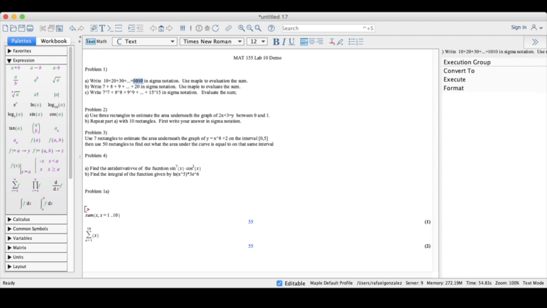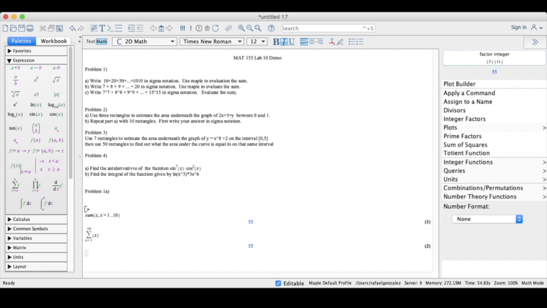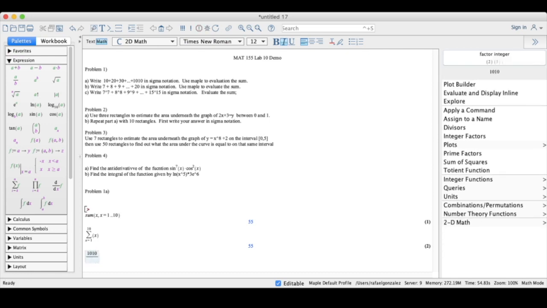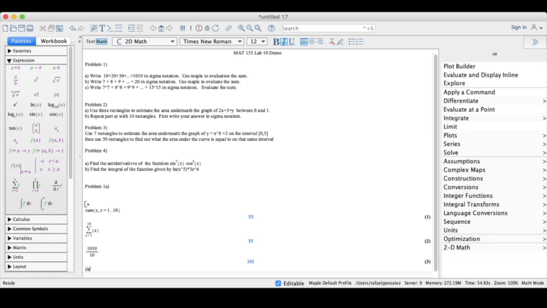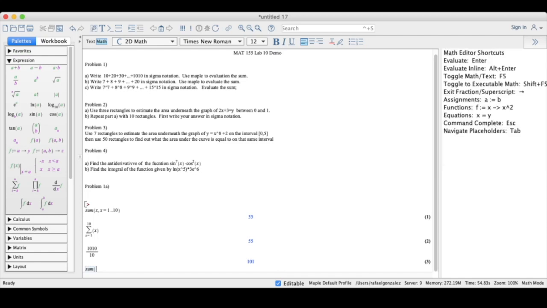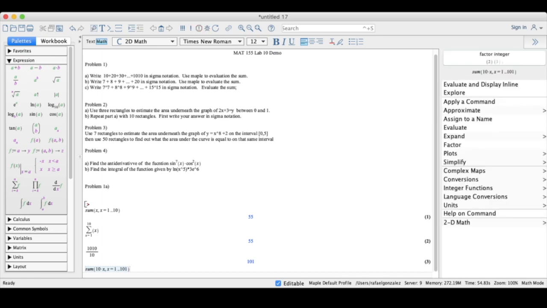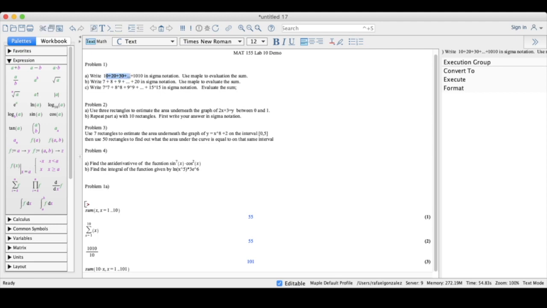So how do I figure out what value I am multiplying 10 by to get to 1010? Well, we simply divide 1010 by 10, and we get 101. So now we have that this particular sum is simply 10 times x, such that x is going from 1 to 101. Why? Because if you were to plug in 1 for x, and then 2 for x, and then 3 for x, all the way to 101, you will get precisely all of the values in the sum.